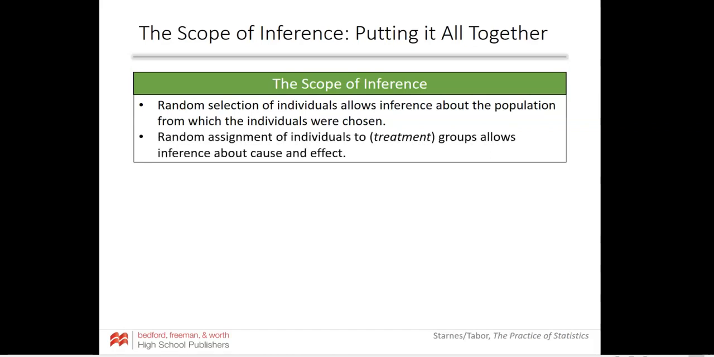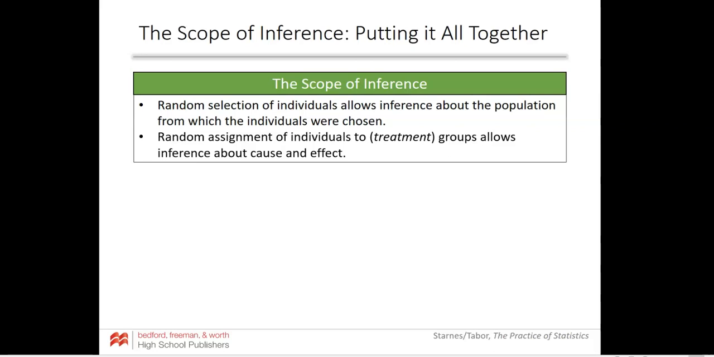This is a subtle difference here, and I added the word treatment. It was not in the book, but it made more sense to me. I think it should help you maybe. So random assignment of individuals to treatment groups. Now we're not just talking about randomly selecting students to participate in the study, but we're saying half of them got the drug, half of them got the placebo, or whatever treatment we're giving. So random assignment to treatment groups allows for inference about cause and effect. Remember, random assignment makes roughly equivalent groups. I want you to think about that when you think of random assignment.